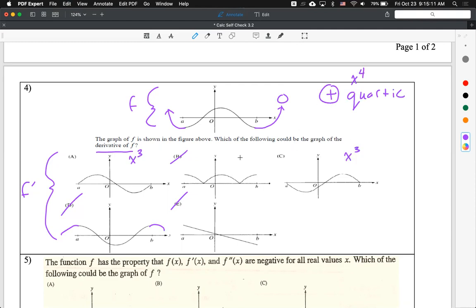But notice that it's a positive cubic, which means my right hand should be going up. This first graph of A has the right hand going up. Correct answer is A. C has the right hand going down, which means this one was a negative cubic. And this A was a positive cubic.